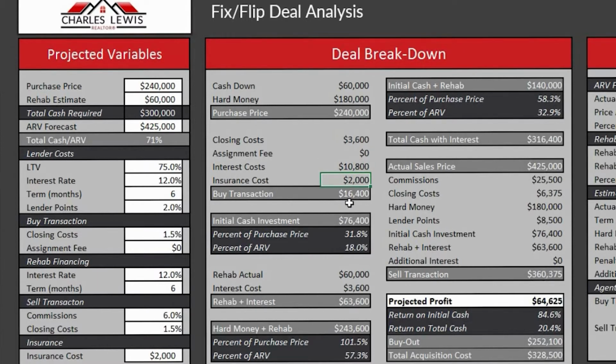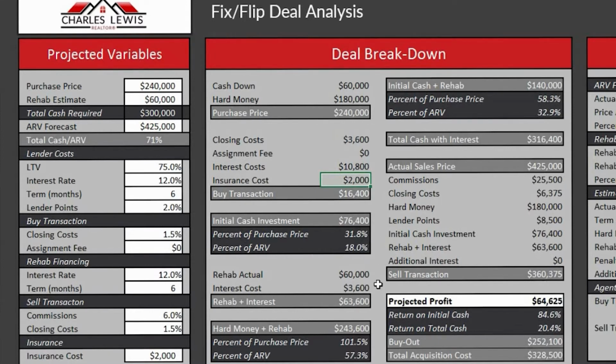So on the buy transaction, we're estimating a little over $16,000. So if you put those two numbers together, the down payment at $60,000 and then the $16,000, you're looking at a total cash invested out of pocket, your money in, at $76,000, $76,400.